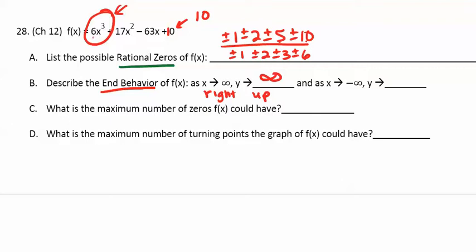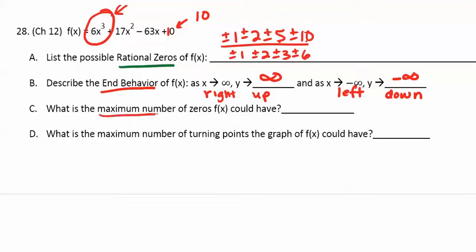And then we multiply that by a positive 6 and it would stay negative. So what we know here is that the left end behavior is that the graph goes down. So the first term, the highest degree term, determines the end behavior.